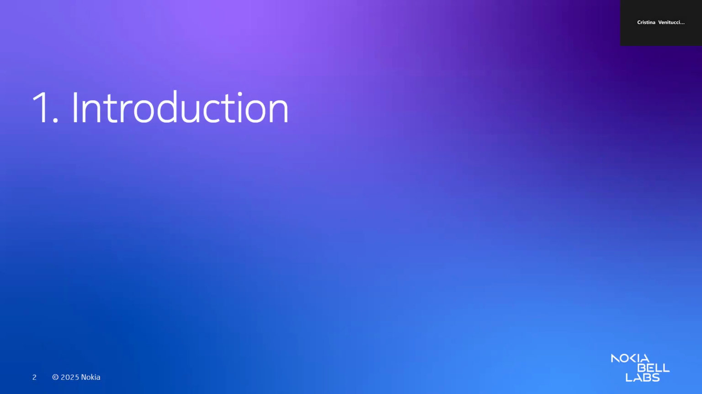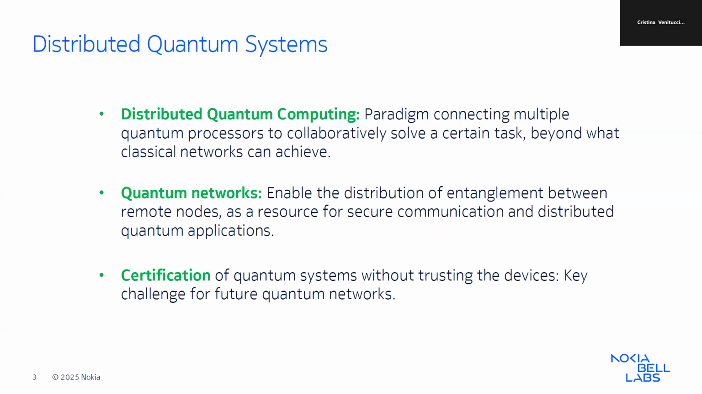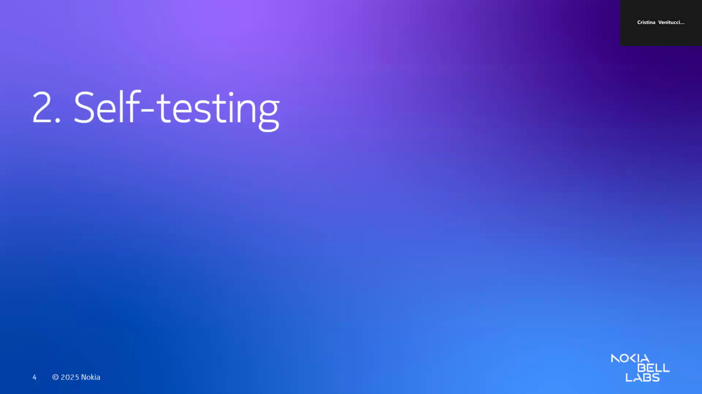So I'm going to explain, first of all, that my problem falls into the paradigm of distributed quantum computing, where you have several quantum processors interacting with each other and hopefully trying to solve a certain task beyond what we are capable of doing with classical networks. And so we have the quantum networks that are going to be responsible for distributing the entanglement, which is the resource that will essentially enable the quantum applications. And what we also want is certifying that the network is doing what it's supposed to do and that it's having the states that we want. And for that, we have the tool of self-testing.